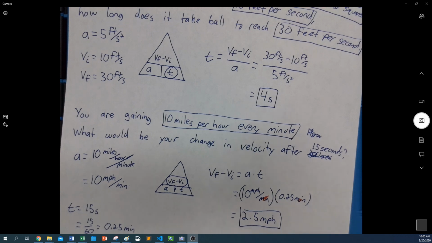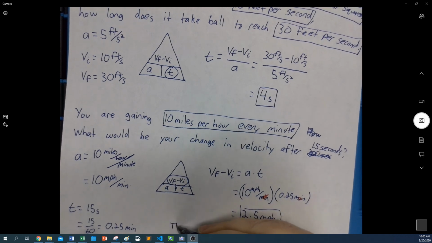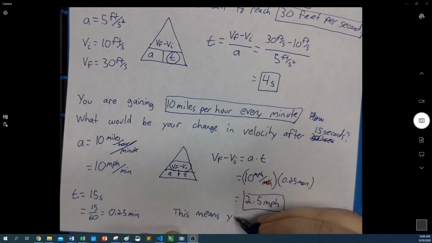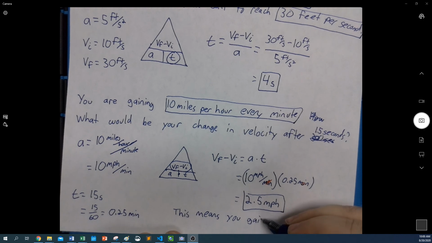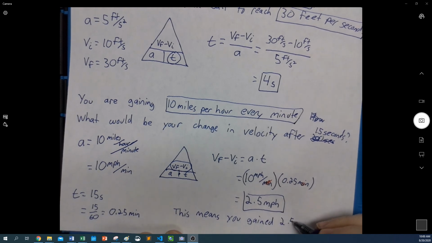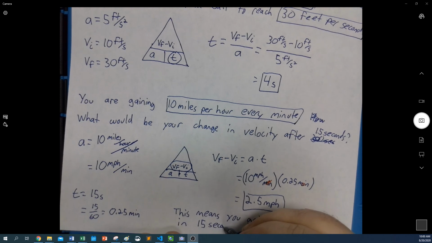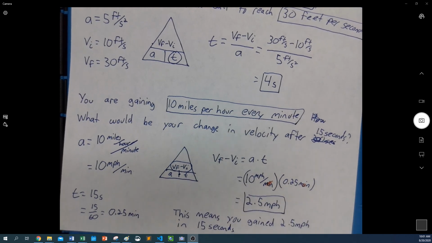This means you gained 2.5 miles per hour in 15 seconds. If your acceleration is 10 miles per hour over a minute, that's the same thing as 2.5 miles per hour in 15 seconds.